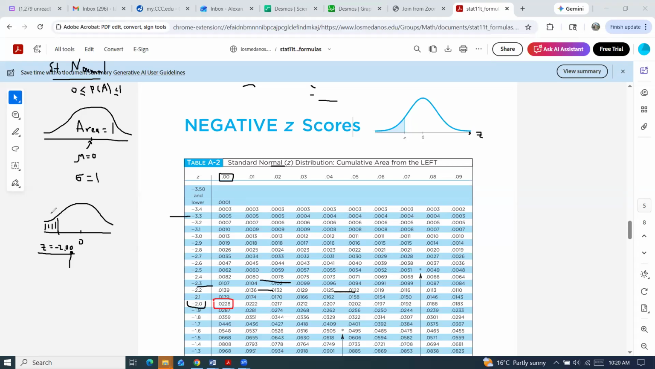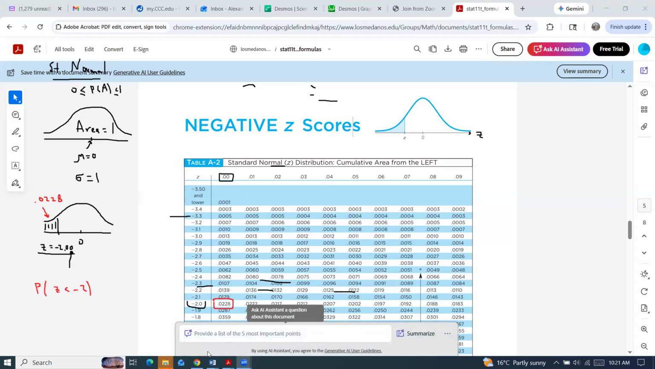And right there, we get the answer for the area from negative 2 to the left, which is 0.0228. So this is going to be my area, which is the same as what people call the probability that Z is to the left of, or less than, negative 2.0, or negative 2 only. Or if you want, you can put it as minus 2.0000, whatever zeros you like.